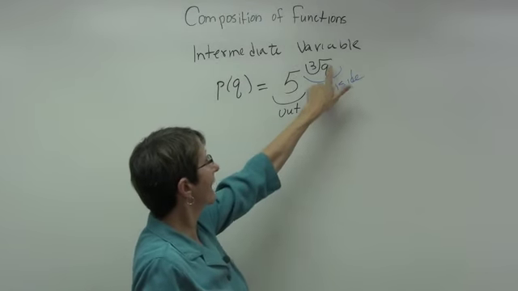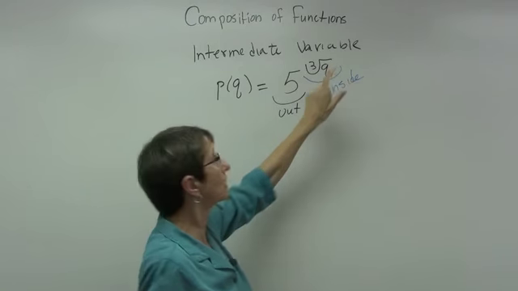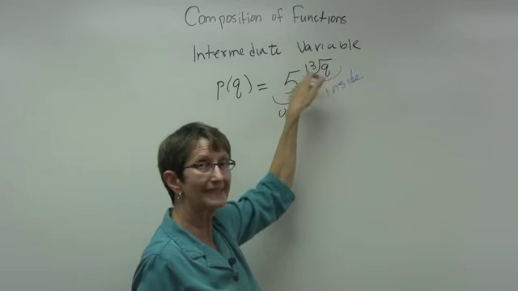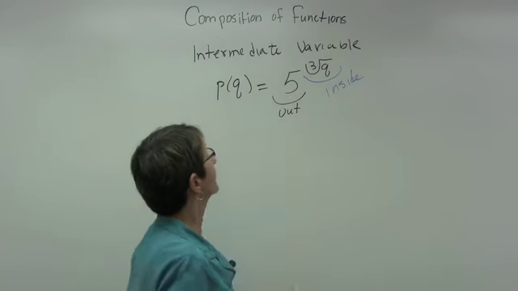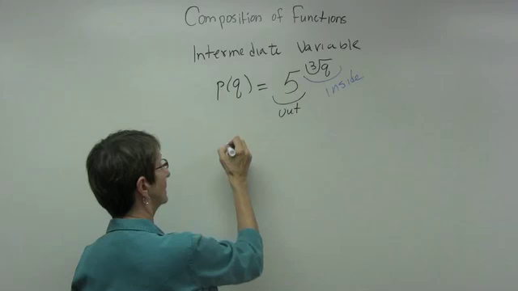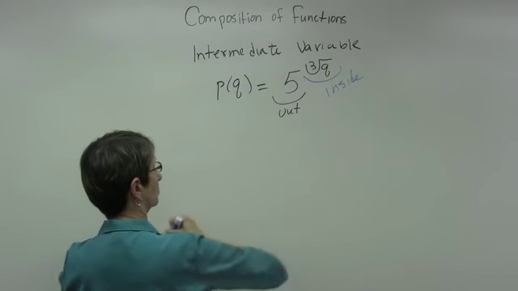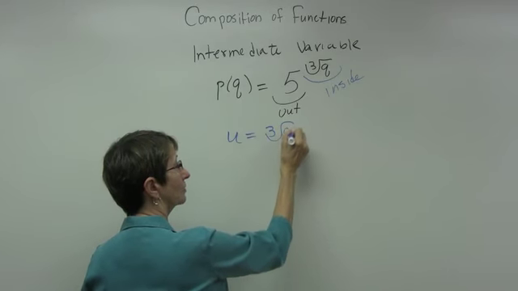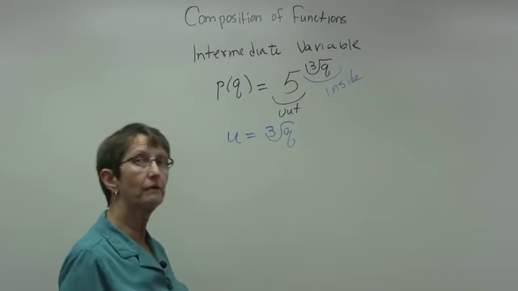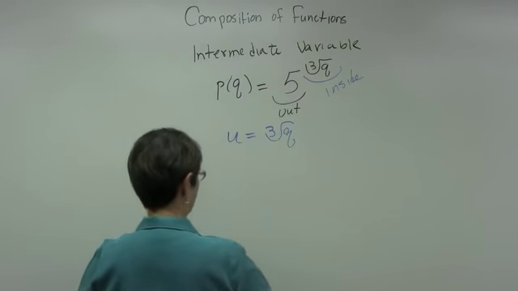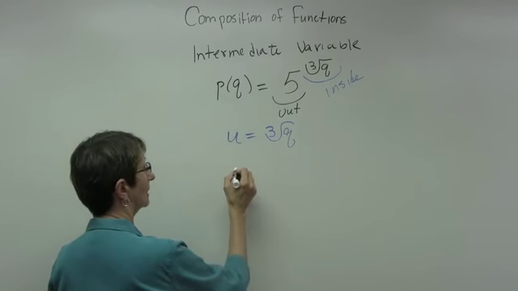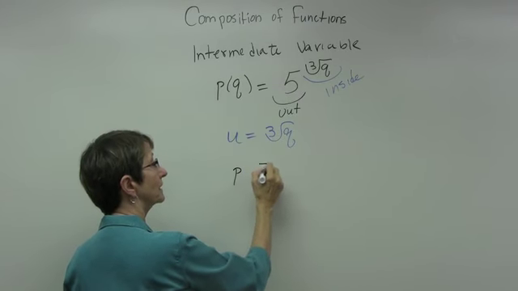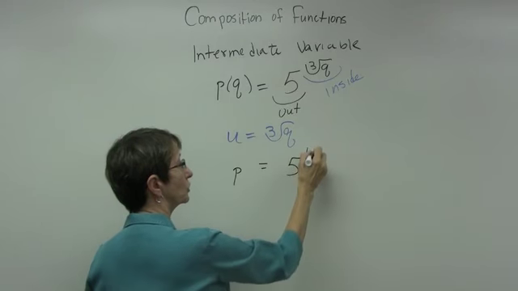Let's say the inside always starts where the variable is. So wherever your input variable is, that indicates that's where you're looking at what's inside of your function. Let's call that u. Let's use the intermediate variable u to represent our inside function. U is the cube root of q. So my outside function p now is going to be 5 raised to the u power.